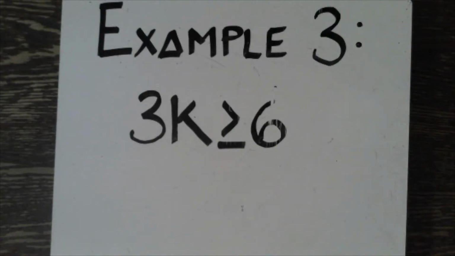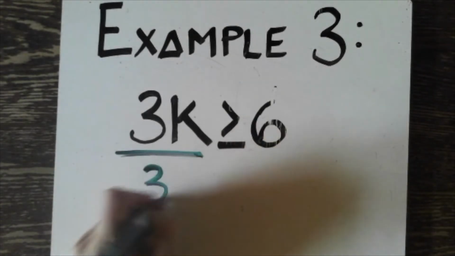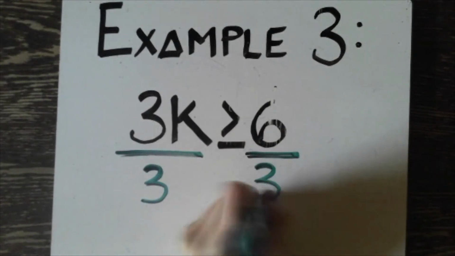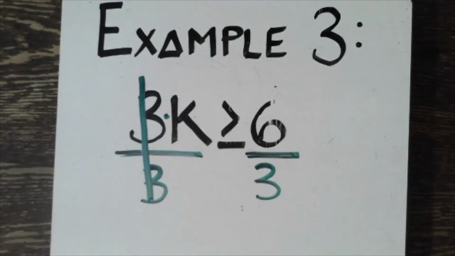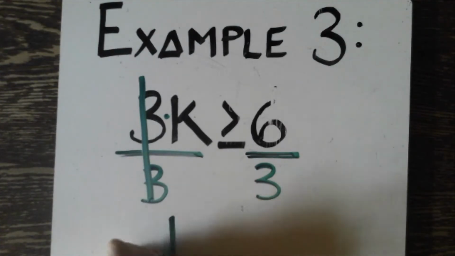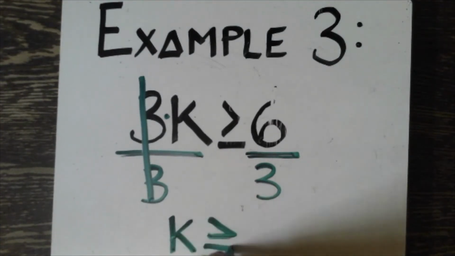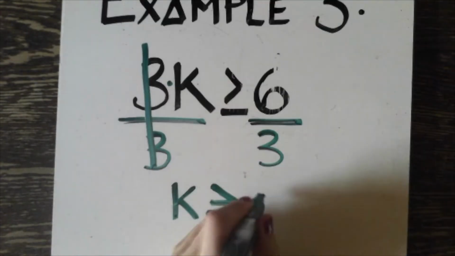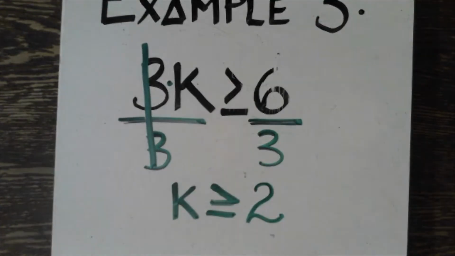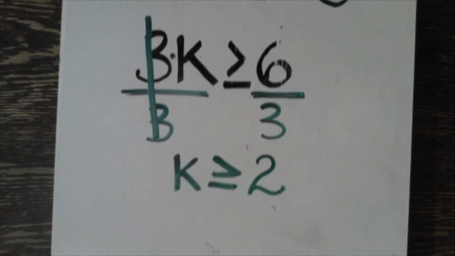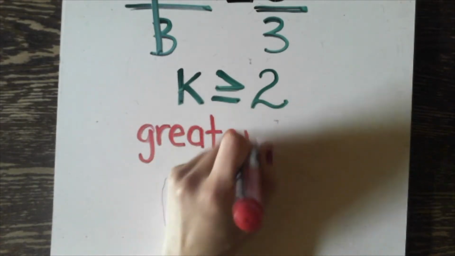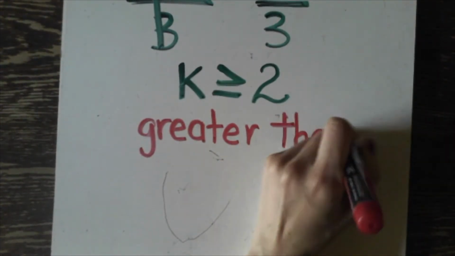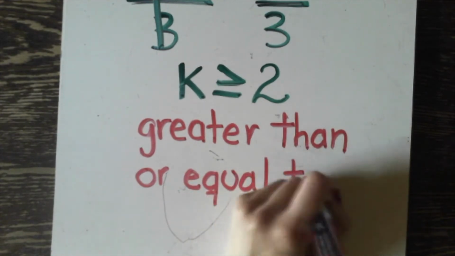In this example, we are going to begin solving on the left. We are going to divide by 3 on both sides because the opposite of 3 multiplied by k, 3 times k, is division. When I divide, I am left with k is greater than or equal to 6 divided by 3, which is 2. We are going to read this as greater than or equal or more than or equal. Remember, both ways of writing it are correct. k is greater than or equal to 2.